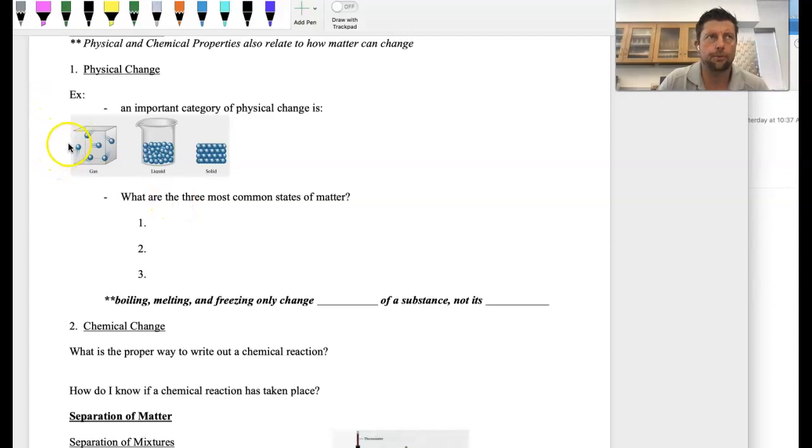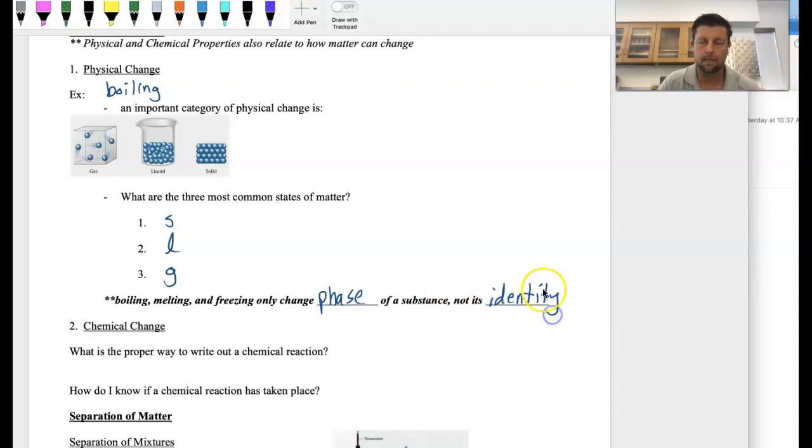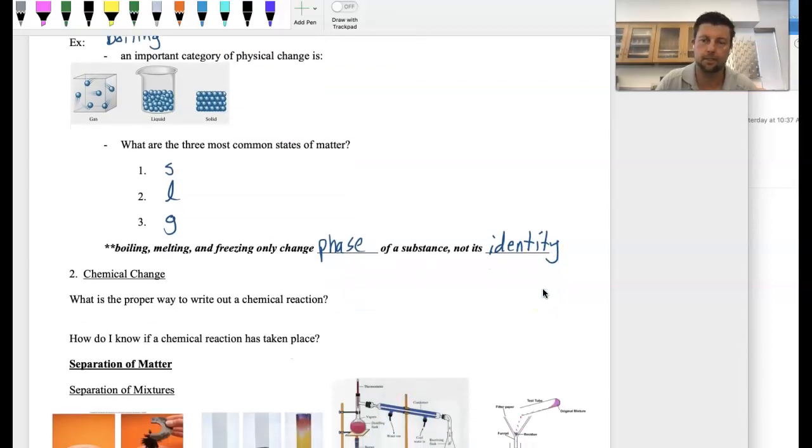When we go through a phase change, we call that a physical change. So just one particular example of a phase change would be boiling, but there are many. Sublimation, melting, freezing. Our three most common states of matter, this is a little bit repetitive, but we have solid, liquid, and gas. And boiling, melting, and freezing only change the phase of a substance, not the identity. So when water evaporates, it is not undergoing a chemical change, it's undergoing a physical change.